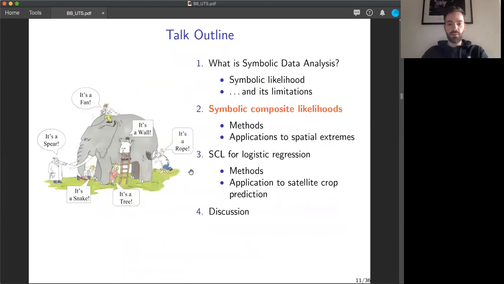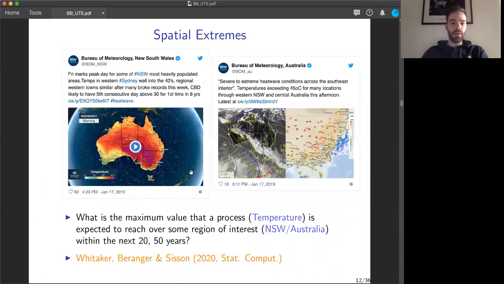Okay, so now I'll move on to composite likelihoods. I'll start with a motivating example on spatial extremes. The 2 tweets that you see here are from the Bureau of Meteorology from January last year. There was a heat wave in Australia and also in New South Wales. On the right-hand side tweet, they say temperature exceeding 45 degrees for many locations throughout Western New South Wales and Central Australia this afternoon.